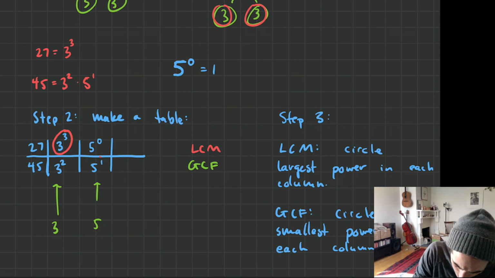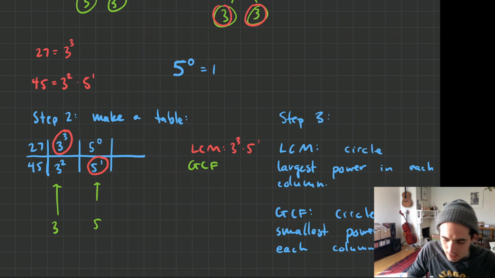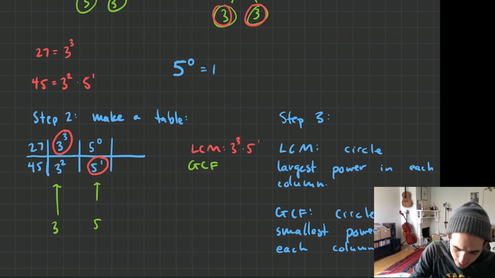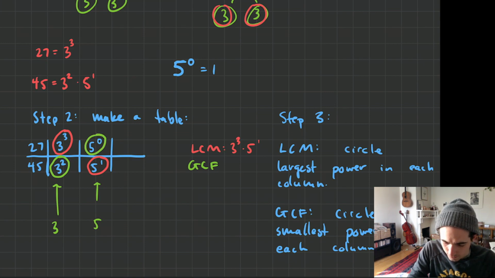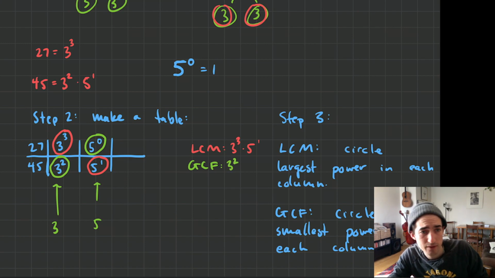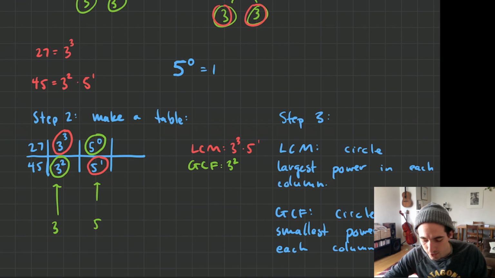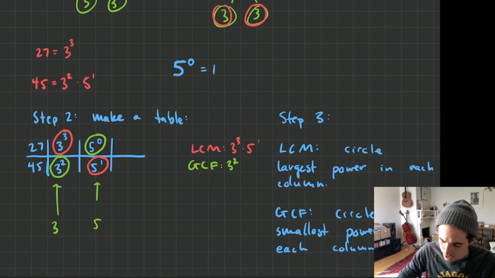And the 5 to the power of 1, that's the largest in that one. So the LCM is equal to 3 to the power of 3 times 5 to the power of 1. And the GCF, I'll do that in green, it's all the other ones right over here. So that would be the smaller one over here and the smaller one over here. So this would be 3 squared times, well, we could do 5 to the power of 0, but 5 to the power of 0 is just 1. I'm just including it just so we can see that 0 is smaller than 1. So we're just going to forget about it and just leave it as is.